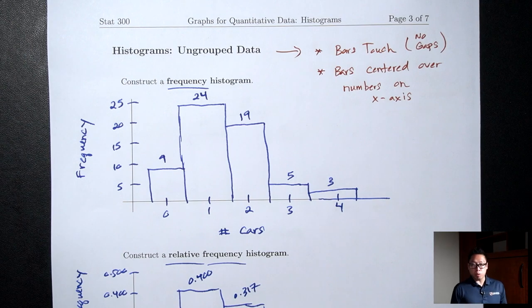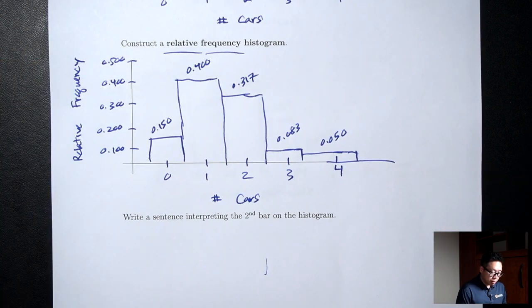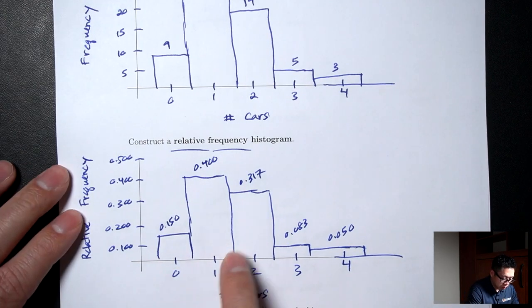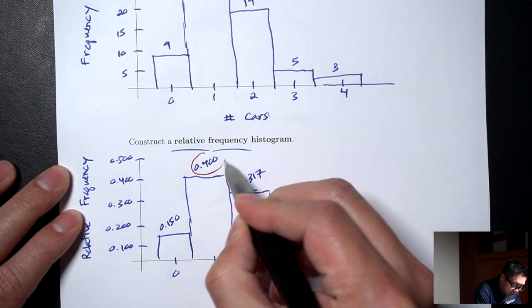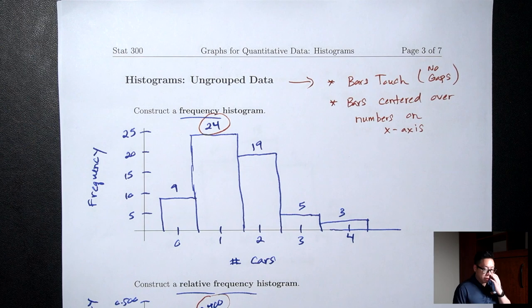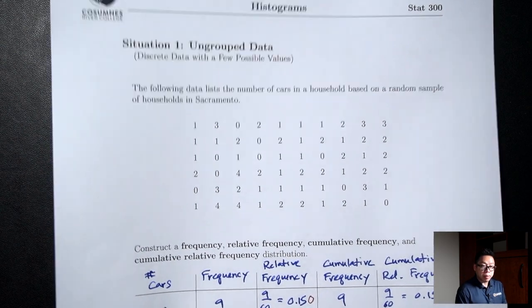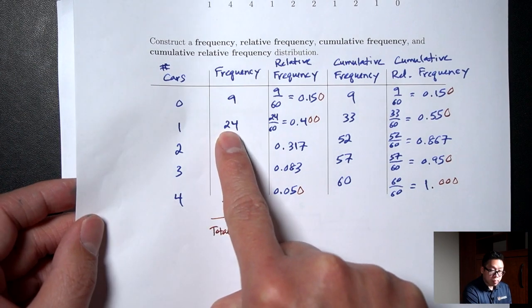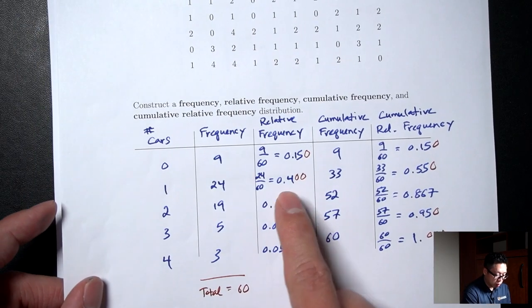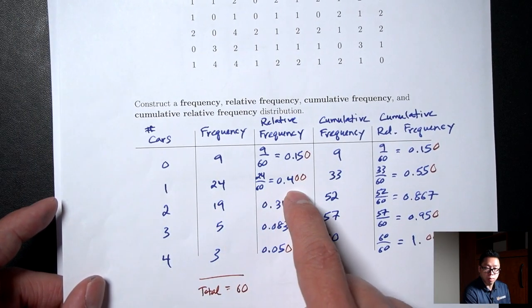Let's talk about how to interpret these graphs now. I'm back on the ungrouped data situation, and I want you to write a sentence interpreting the second bar on the histogram. So I'm talking about the second bar, that's this 0.400, and this 24. So usually when I interpret, I like to go back to the table. So let's go back to the table for this situation, which was on the first page. And I want to interpret the 24 and this 0.400, which is right here.